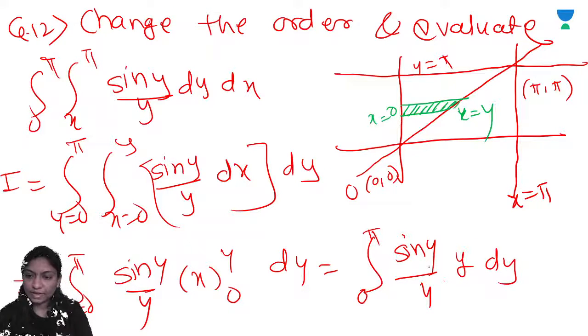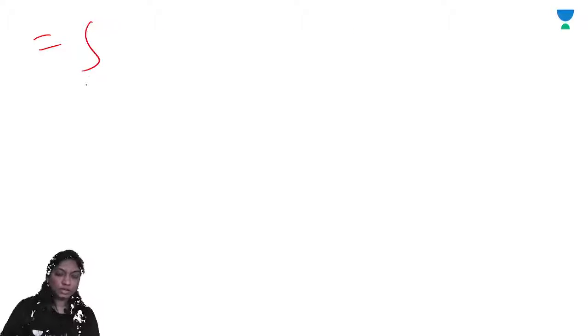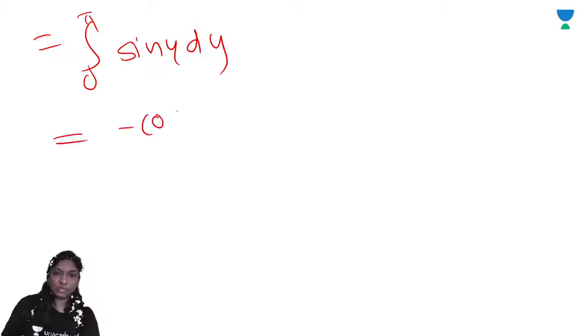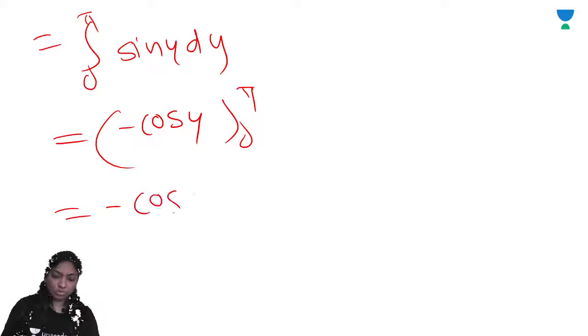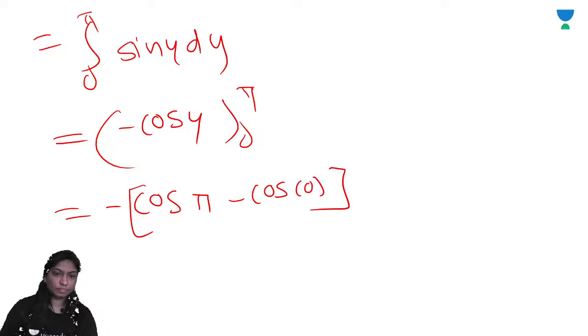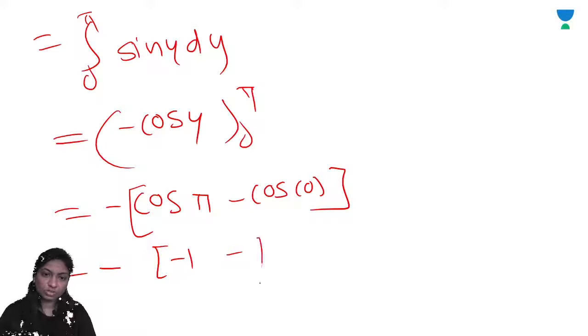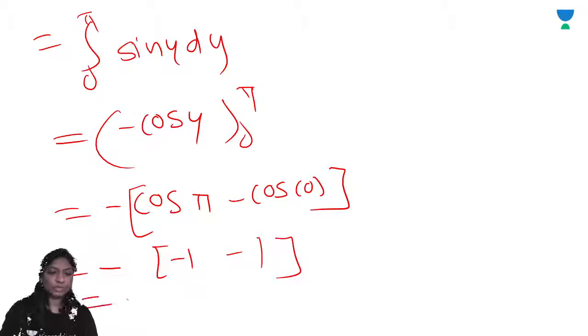Right? So y gets cancelled out. So you will get integral from 0 to pi sin y dy. So integration is minus cos y from 0 to pi. So minus of cos pi minus cos 0. Cos pi is minus 1, so minus of minus 1. Right? Cos 0 is 1. Minus 1 minus 1 is minus 2, and this minus makes it plus 2.